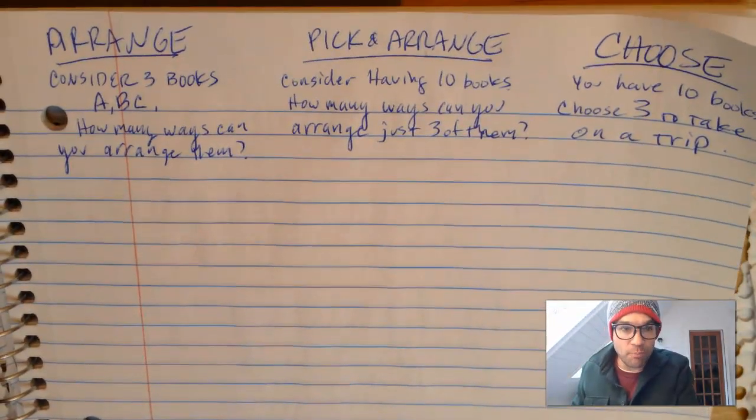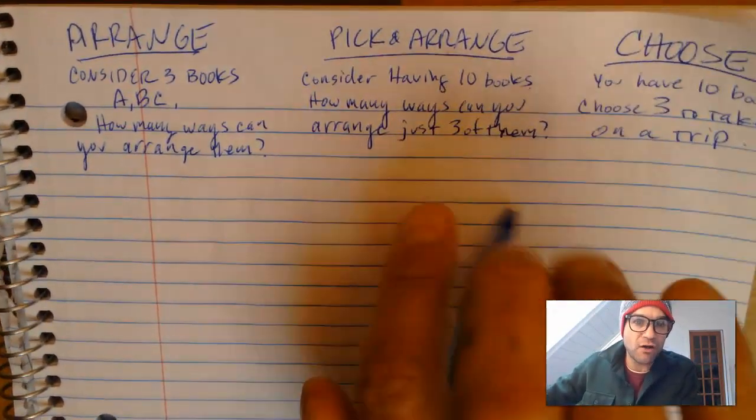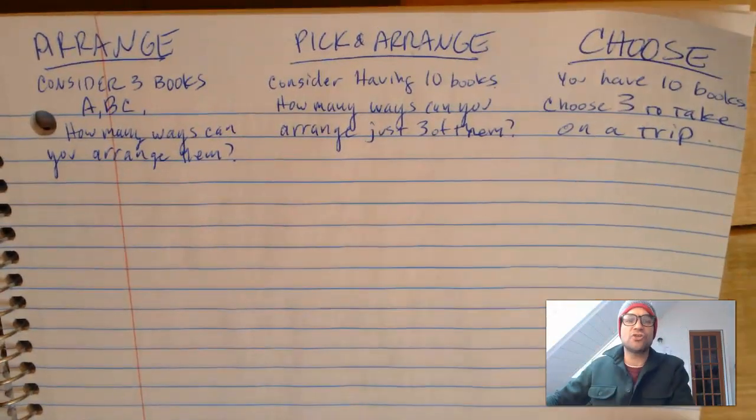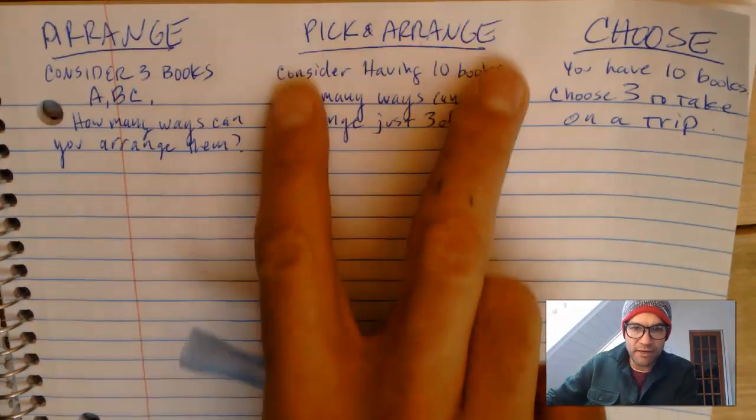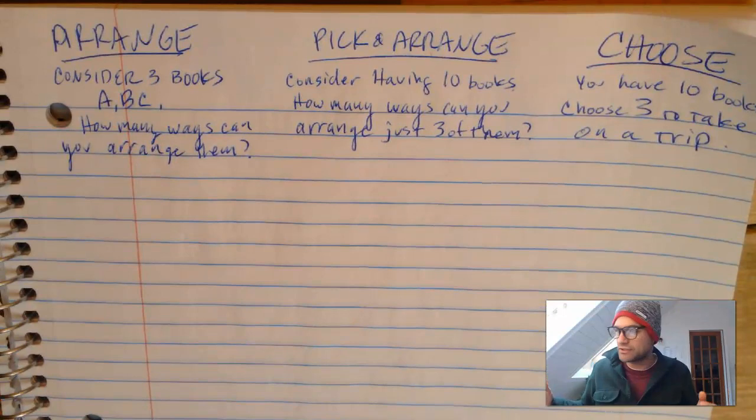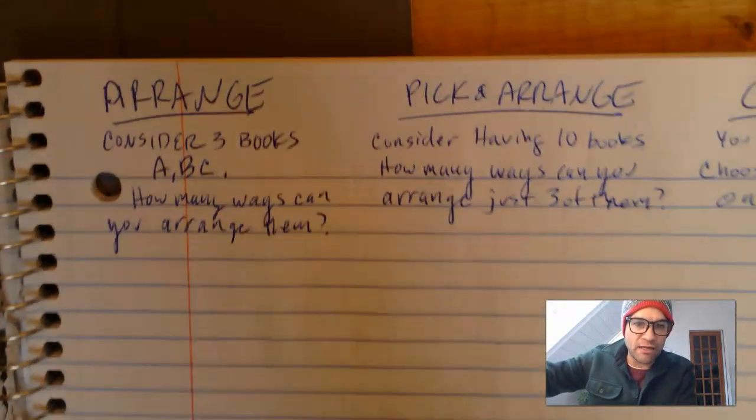So on the top of your notebook paper, just a regular notebook, separate into 3 columns. We're going to compare arrange, to pick and arrange, and then to just choosing. We're going to do a bunch of stuff below arrange, and we're going to see how pick and arrange compares to that and how just choosing compares to that. So there's a lot of notes to take, but you can do it. So let's just start by talking about arranging, okay?